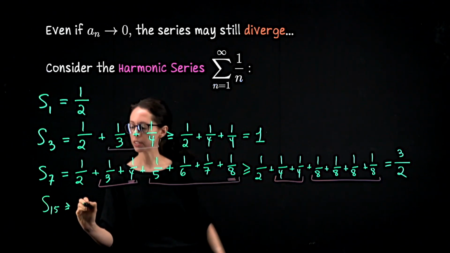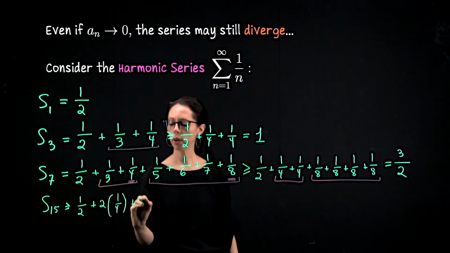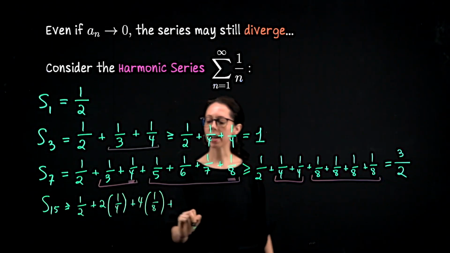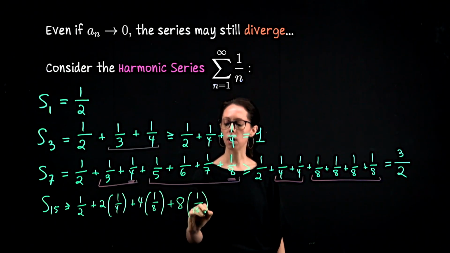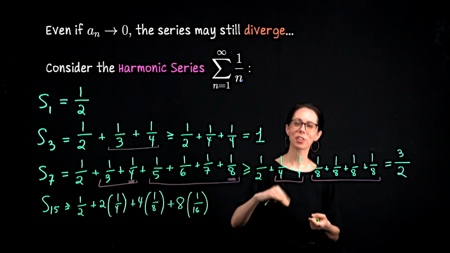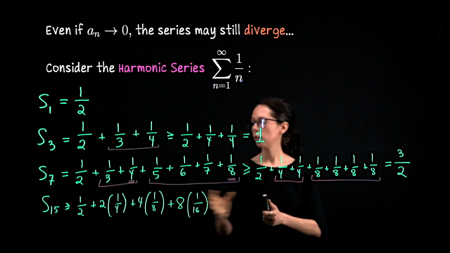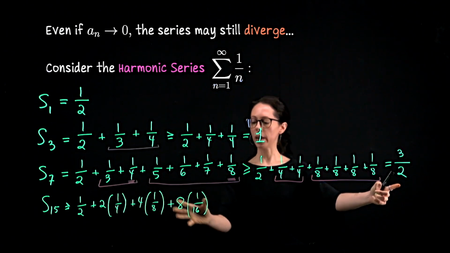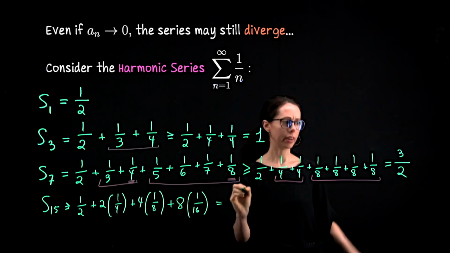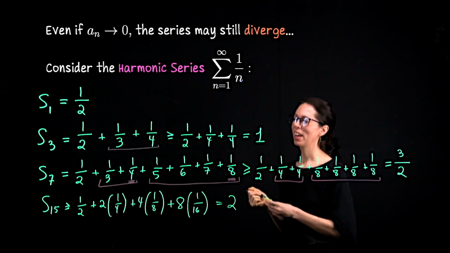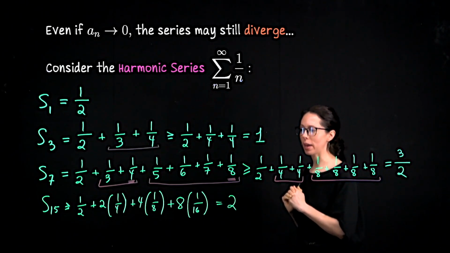Okay, so we would replace all of our terms with expressions that look like 1/2 plus 2 copies of a 4th plus 4 copies of an 8th. And then we would add to that 8 copies of 1/16th. So all of the terms 1/9, 1/10, 1/11, 12th, 13th, 14th, 15th, we would replace them with 1 over 16. When we do that, we've got the 3 halves that we had before, but now we're picking up an extra half so that S sub 15 is greater than or equal to 4, or sorry, 4 halves, which is 2. Okay, 2.